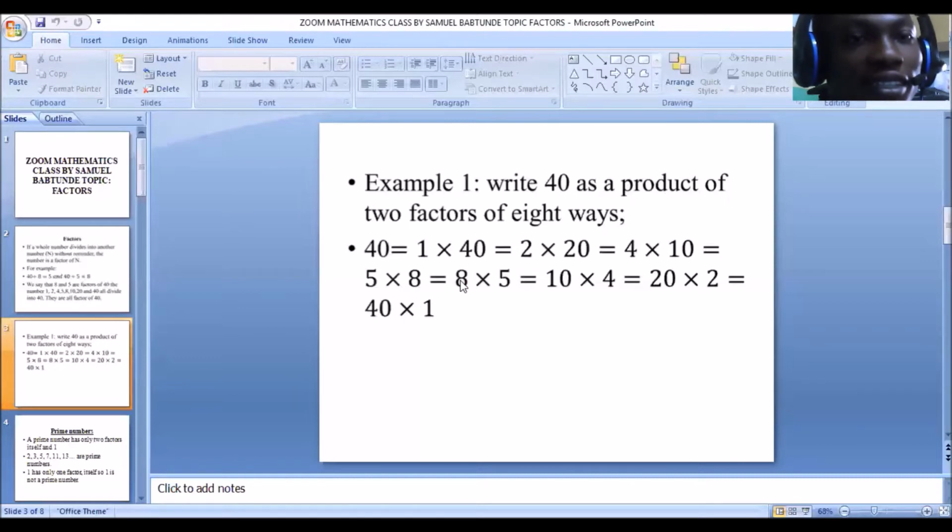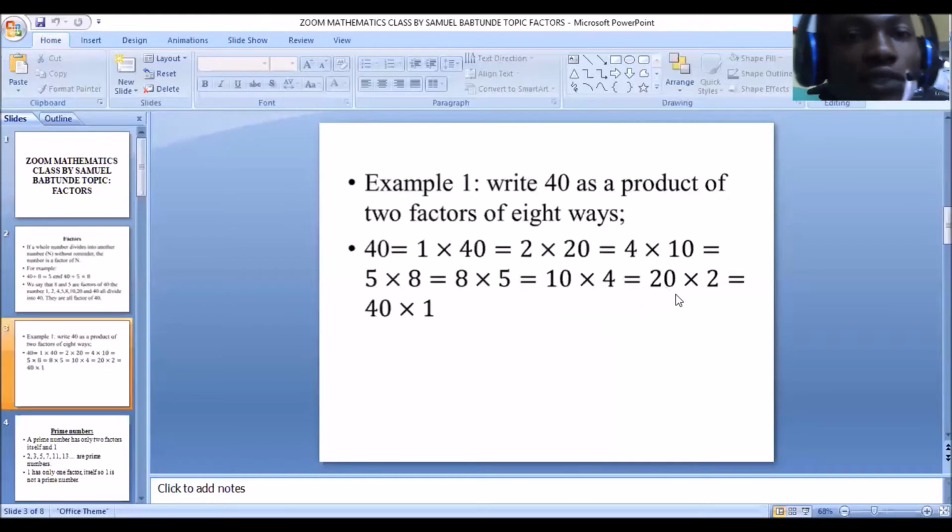Now, this is just a reverse. 8 can go into 40 5 times without a remainder, and 5 can go into 40 8 times without any remainder. 8 times 5 will give you 40, meaning that you can express 40 as a product of these 2 factors, 8 and 5. Likewise, 10 can go into 40 4 times, and 4 can go into 40 10 times. So therefore, 10 times 4 will give you 40, meaning you can express 40 as a product of these 2 factors, 10 and 4. We also have 20 times 2.